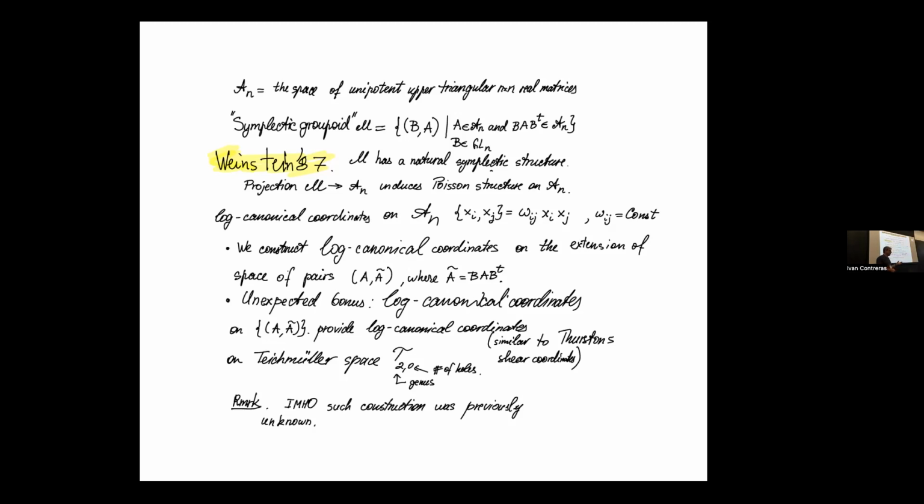There is a very famous construction by Fock and Chekhov, and many people, going back to Thurston probably, who managed to construct such coordinates for Teichmueller space of surfaces with boundaries, with holes. But when holes are absent, such a construction was unknown. And this is an unexpected outcome of our activity on symplectic groupoid.